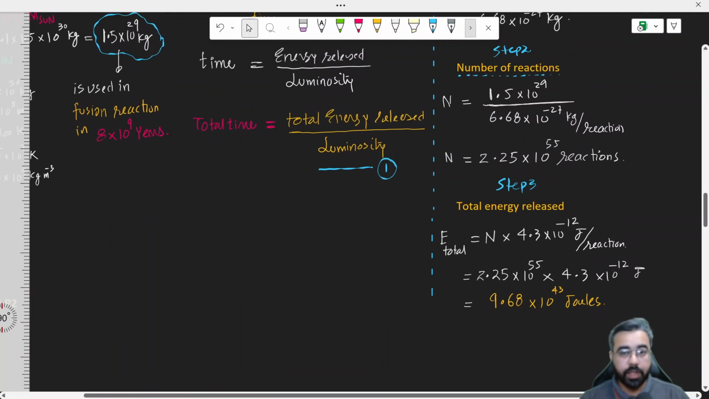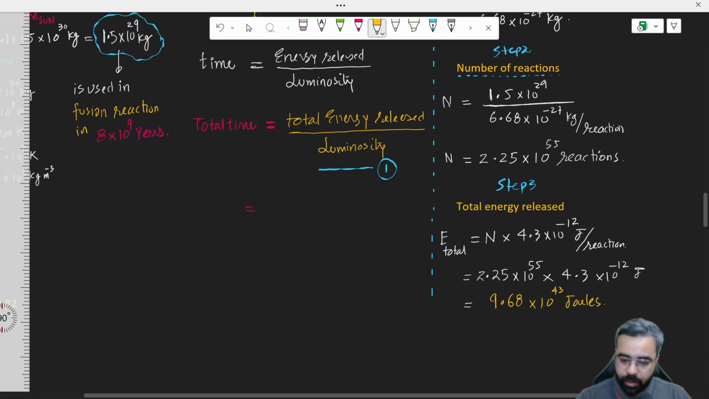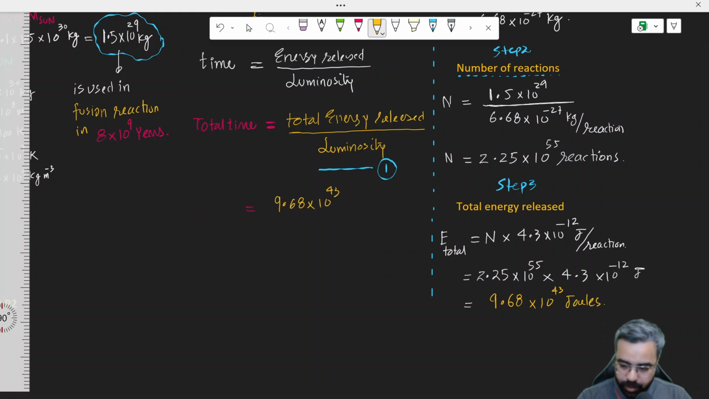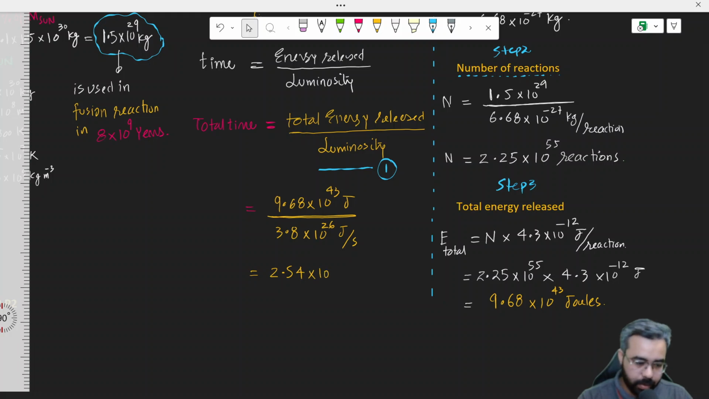So coming back to equation 1, if you want to find the total time, why not put this value, 9.68 multiplied by 10 to the power 43 joules, over the luminosity. Look at the luminosity value. It's 3.8 multiplied by 10 to the power 26 joules per second. You see that joule and joule will cancel out, and second will go in the numerator. So you will get the answer in seconds, which you can then convert into years. The answer is 2.54 multiplied by 10 raised to the power 17 seconds.